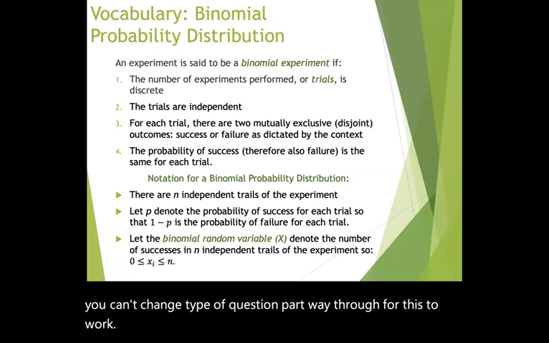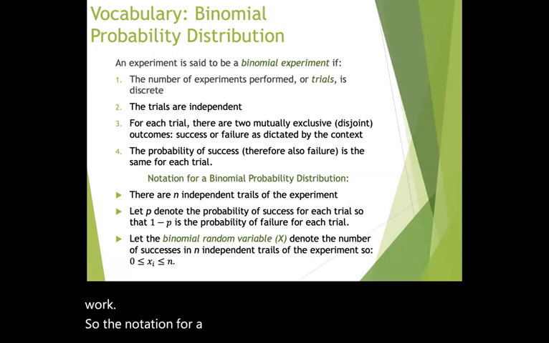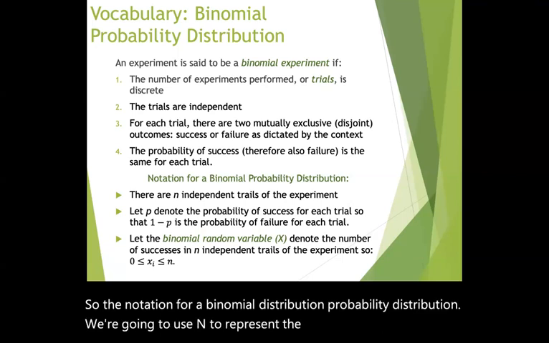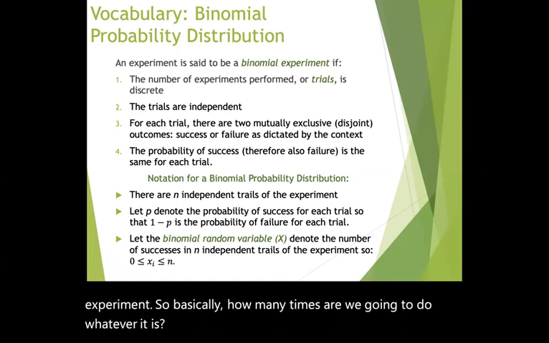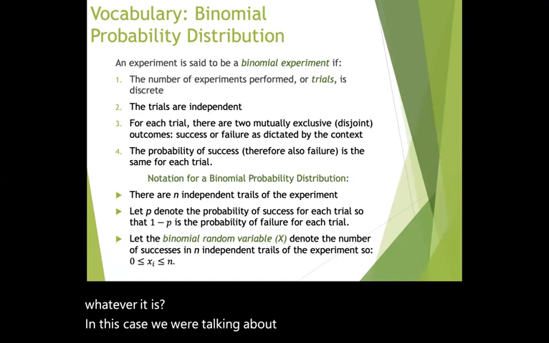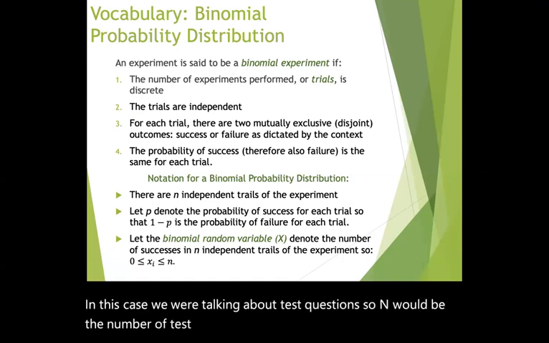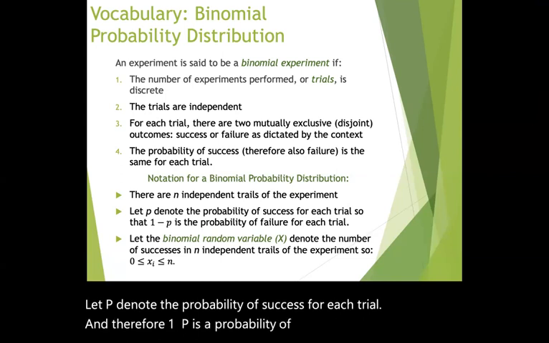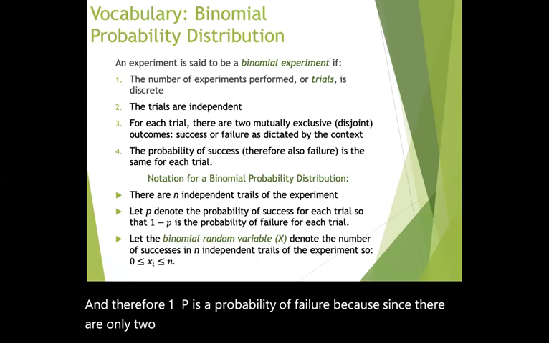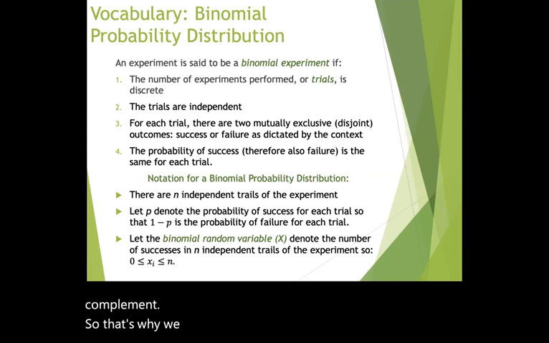So for the notation for a binomial probability distribution, we're going to use n to represent the independent trials of the experiment. So basically, how many times are we going to do whatever it is? In this case, we were talking about test questions, so n would be the number of test questions. Let P denote the probability of success for each trial. And therefore, 1 minus P is the probability of failure, because since there are only two options, there's either the probability or its complement. So that's why we have P and 1 minus P.